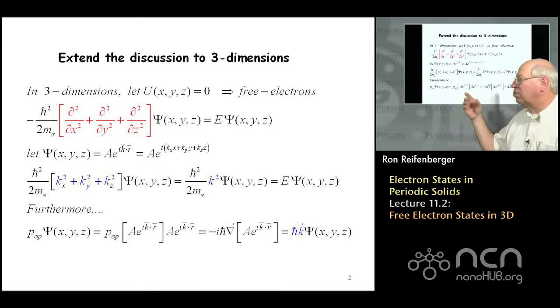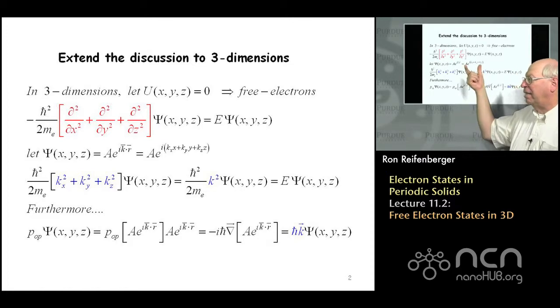In 3 dimensions, we're going to write down a wave function that now has a wave vector component in the x direction. We're going to call that k sub x. It's going to have a component of the wave vector in the y direction. We're going to call that k sub y. And it's going to have a component of the wave vector in the z direction. That's going to be called k sub z.